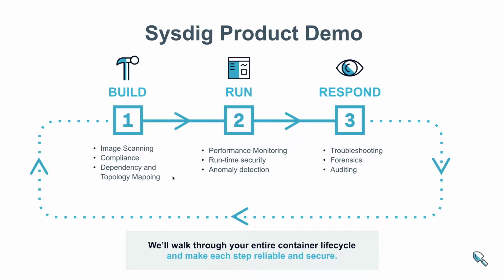The second phase is after you've done all your vulnerability scanning, you've moved your images into production, and now you're running your microservices in production. You want to make sure you are covered for performance monitoring, runtime security and anomaly detection. And finally, if something goes bad, you want to know how to troubleshoot, look at the forensics in case of a security incident, and also have auditing capability.